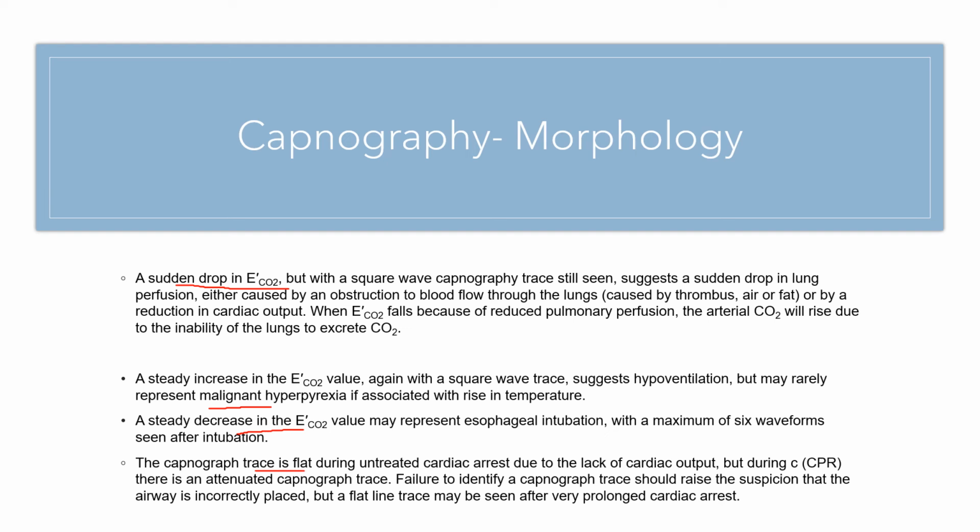The capnographic trace is flat during cardiac arrest when there is no cardiac output, but with ongoing CPR there is an attenuated tracing. Failure to identify capnographic tracing during ongoing CPR raises the suspicion that the airway is incorrectly placed, but a flat line trace may be seen with ongoing CPR if there is a prolonged cardiac arrest.